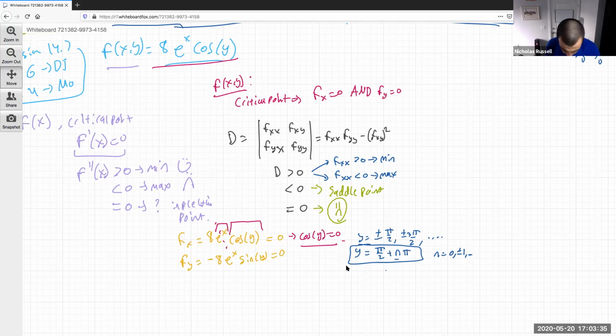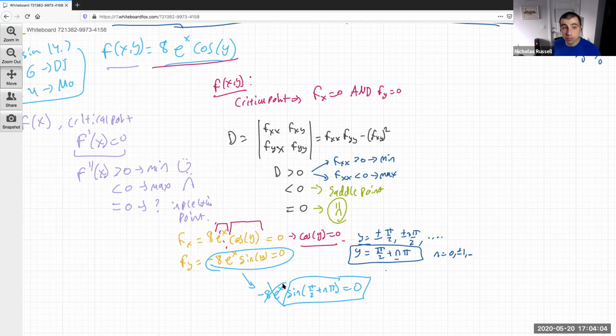So if that happens, let's plug y into this. We get negative 8 e to the x sine of pi over 2 plus n pi equals 0. I now plug in what y has to be and come back to here. Again, e to the x can't be 0, so the only chance I have is if sine of pi over 2 plus n pi is 0. Can that ever happen? Sine of pi over 2 is 1. Sine of 3 pi over 2 is negative 1. Really, anywhere where cosine is 0, sine is 1 or negative 1. So this can't happen, and thus there are no critical points on this surface.